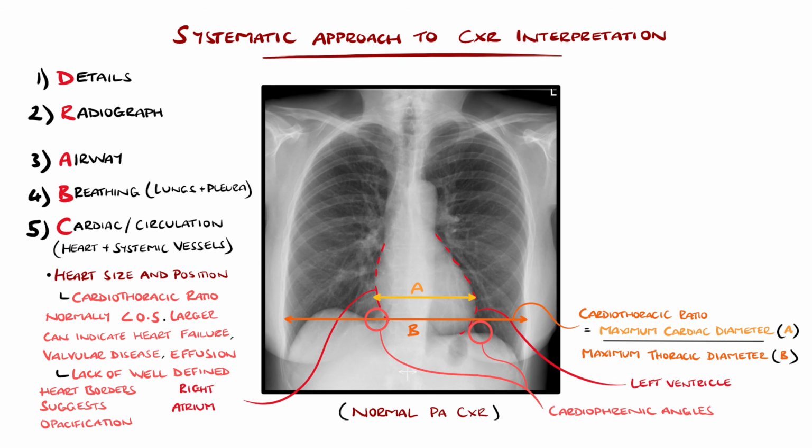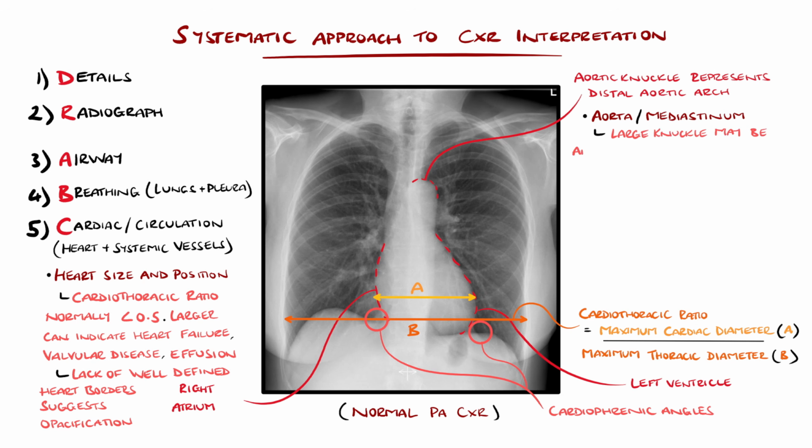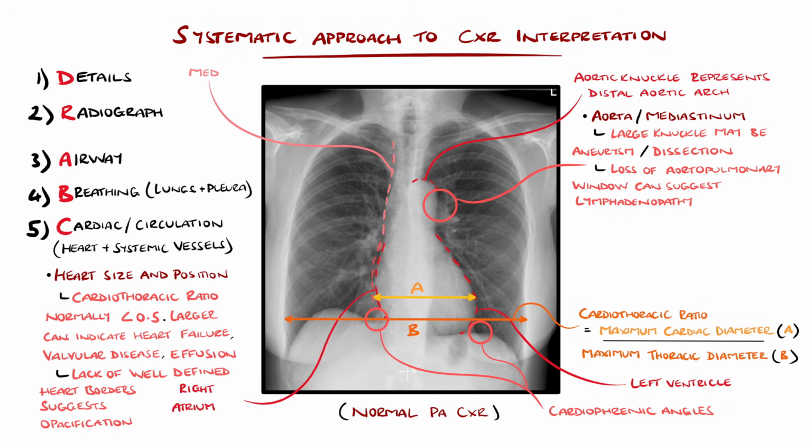The distal aortic arch can be seen as the aortic knuckle on the left lateral part of the aorta. Enlargement here may indicate an aneurysm. There is also the aortopulmonary window here, which is a space between the aortic knuckle and pulmonary arteries, which if lost could be due to mediastinal lymphadenopathy, for example due to malignancy.